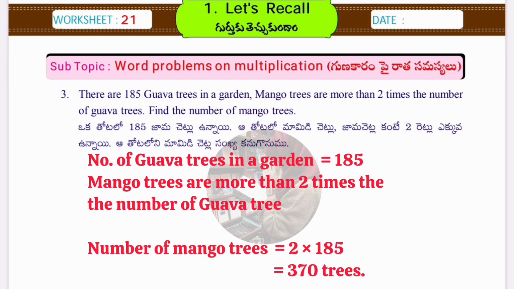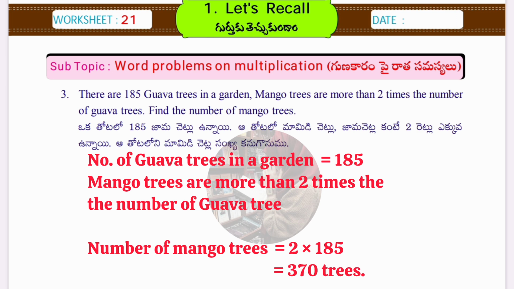Number of guava trees in the garden is 185. So mango trees are 2 times the number of guava trees, which means the number of mango trees is equal to 2 multiplied by 185. So if guava trees are 185, then mango trees are 370. Okay, so this is the answer.